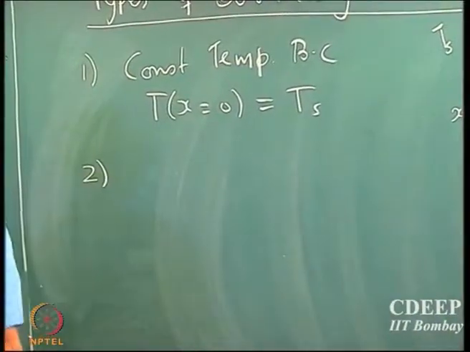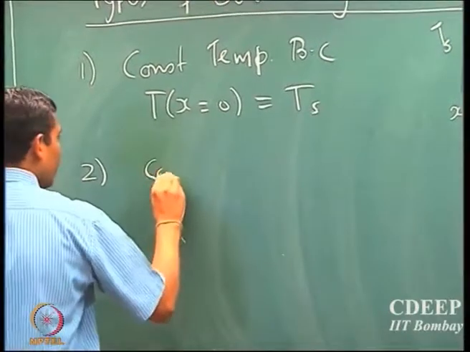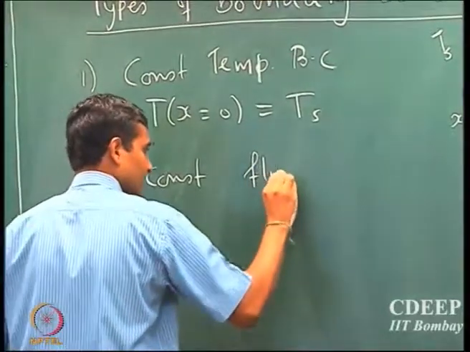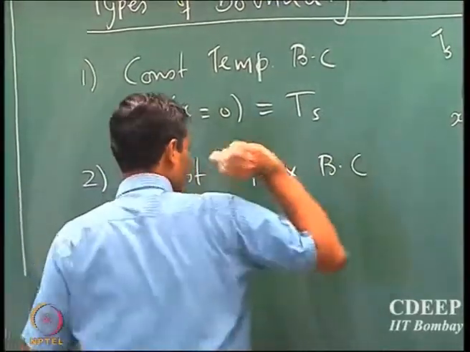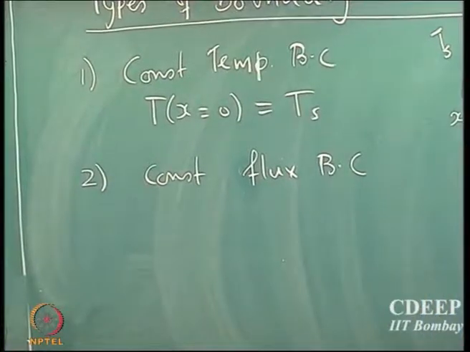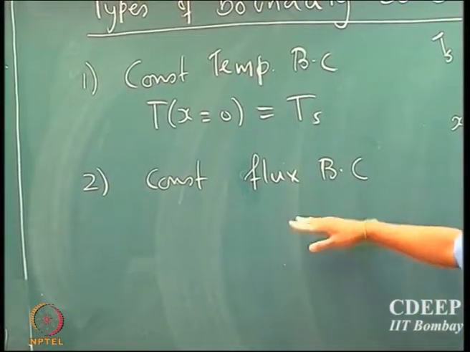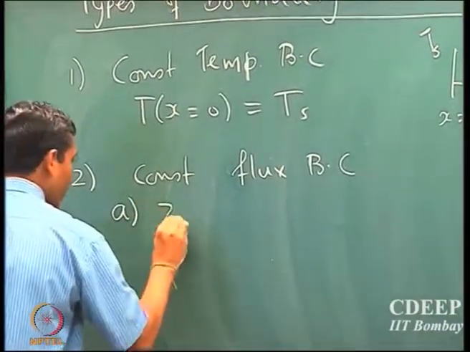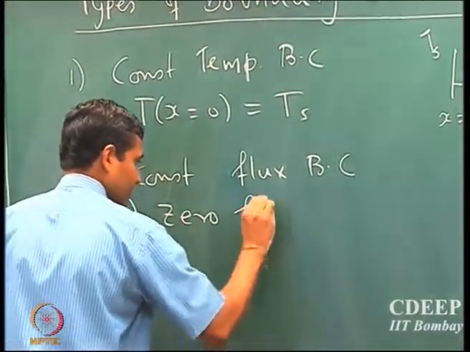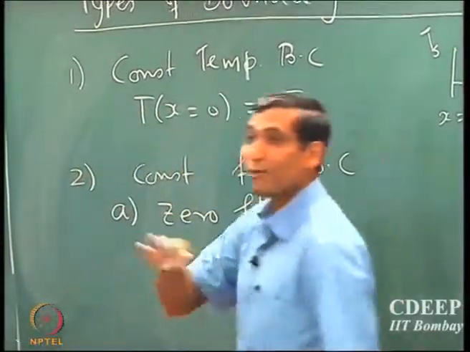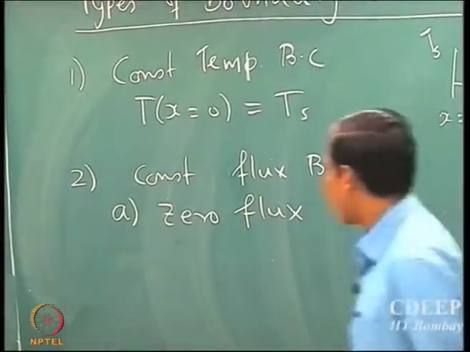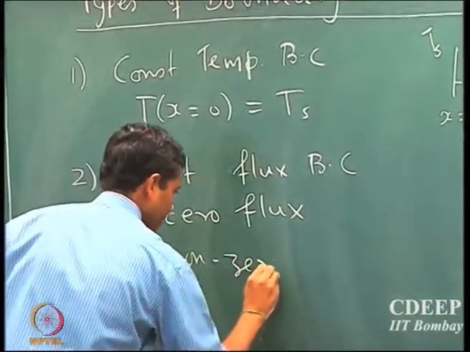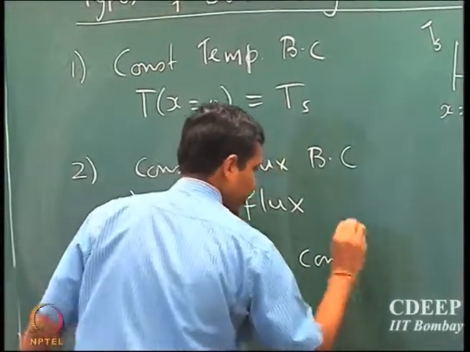Another type of boundary condition is called the constant flux boundary condition. Okay. So, this is the second type. There are two different subtypes in this case. One is zero flux. Note that 0 is also a constant. So, zero flux and then non-zero constant flux.